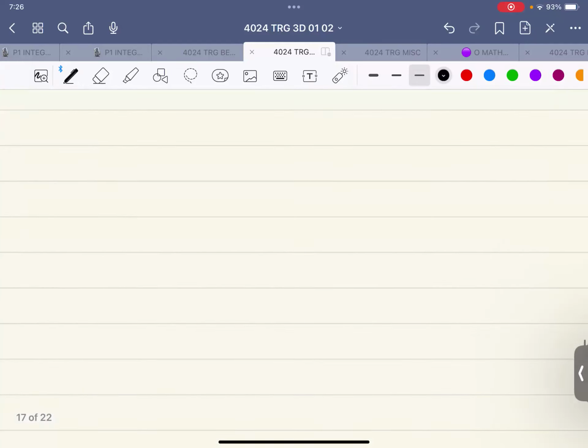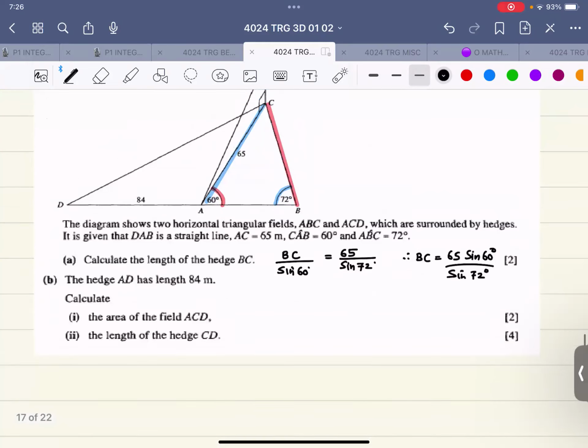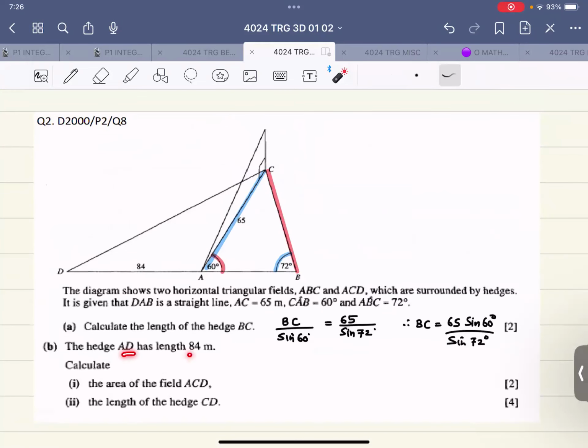That's the first part. The second part, the hedge AD has a length of 84. So AD is over here. That has a length of 84. Calculate the area of the field ACD. So now let me focus on this triangle. That's the green line over here. And then we have, let me draw it completely like this. And then we have a purple line over here. And then we have the blue line already there. That's the blue one. And this angle is 60 degrees. So therefore, this angle is 120 degrees.